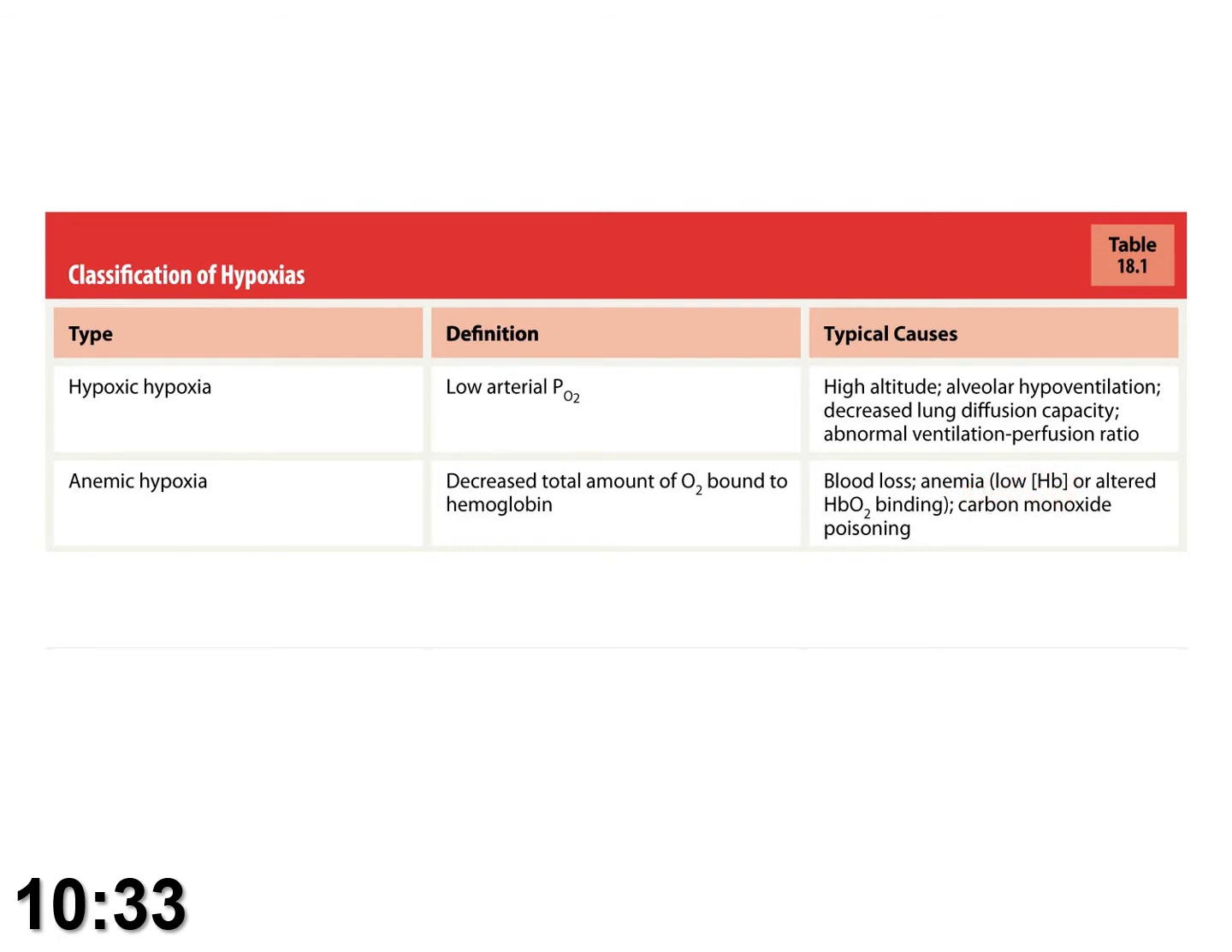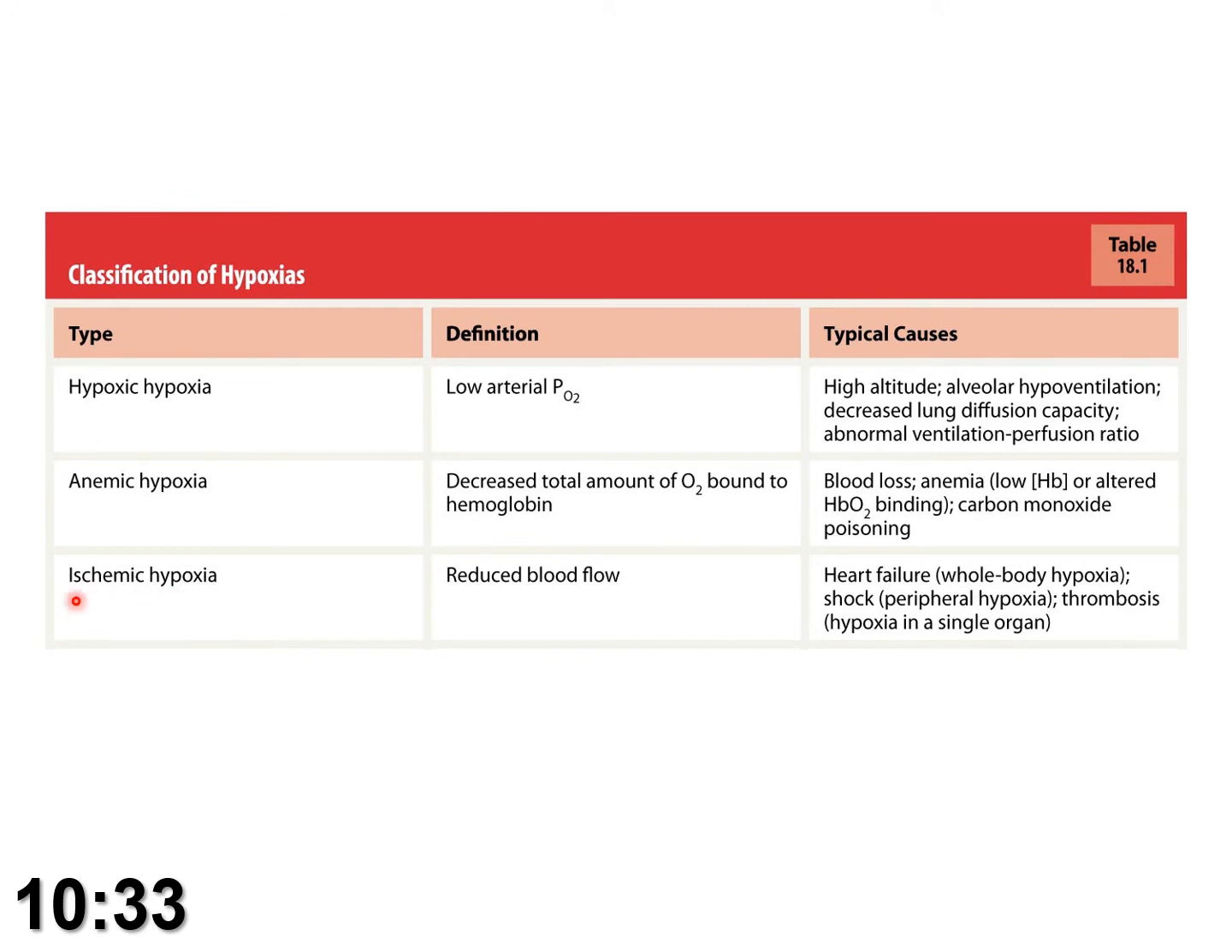We call that hypochromic anemia when we don't have enough hemoglobin. Or there's something wrong with the hemoglobin, either because it's malformed, or iron deprivation. Carbon monoxide poisoning is an example of anemic hypoxia. Why? Because carbon monoxide is a competitive inhibitor of oxygen binding hemoglobin. It has higher affinity for hemoglobin, and so will displace oxygen from hemoglobin, and thus you don't have as much bound. Then there is ischemic hypoxia.